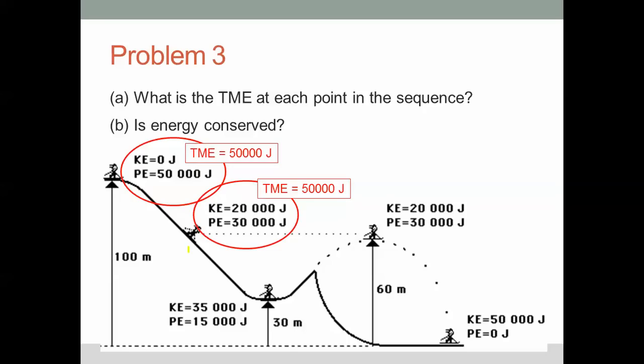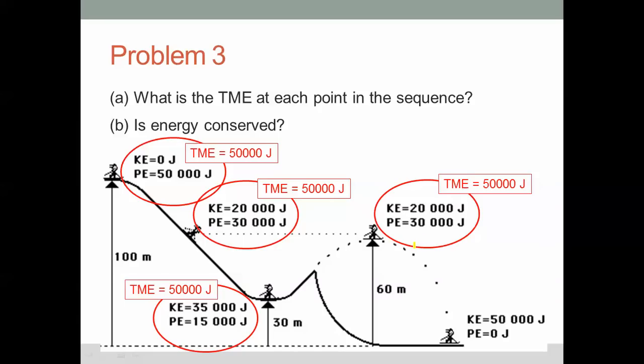Let's look at the second point. Her total mechanical energy is still 50,000 joules. The third point, we're going to add her kinetic energy plus her potential energy, and it's 50,000 joules. At this peak, we're going to add our kinetic energy and potential energy, and we get 50,000 joules. And at the bottom, we're going to add her kinetic energy plus her potential energy, and we get 50,000 joules.